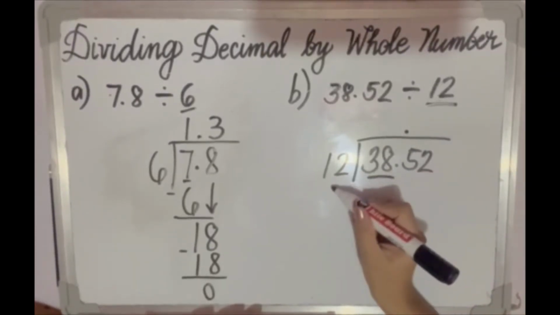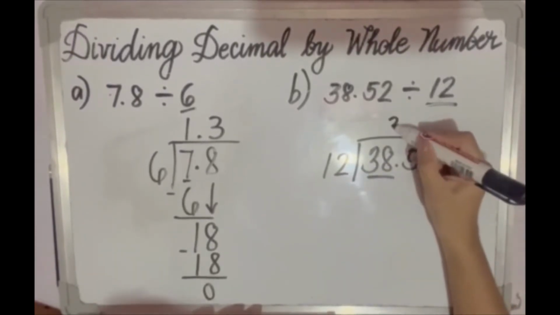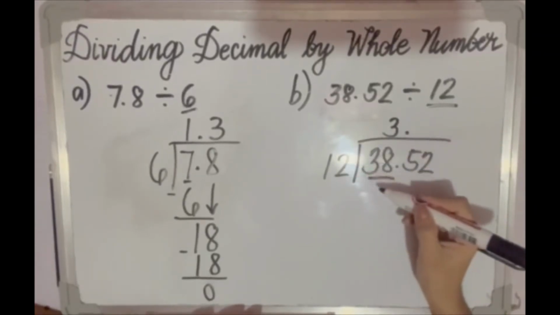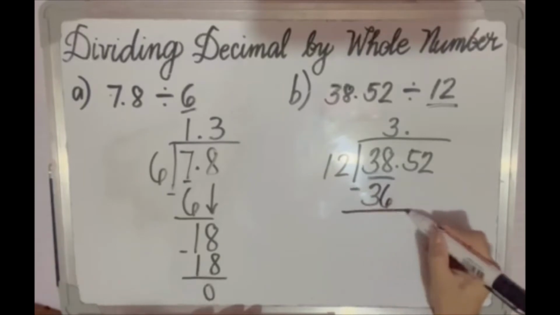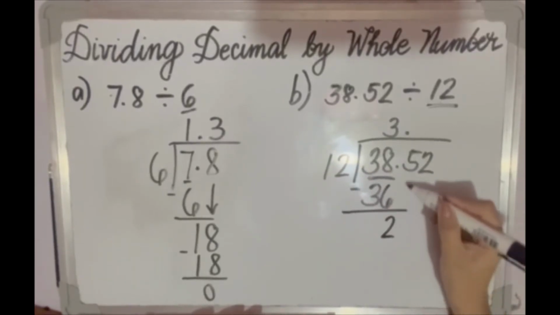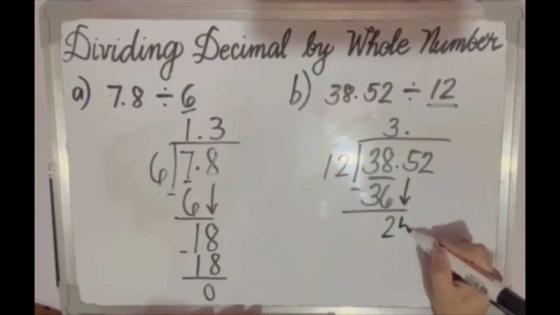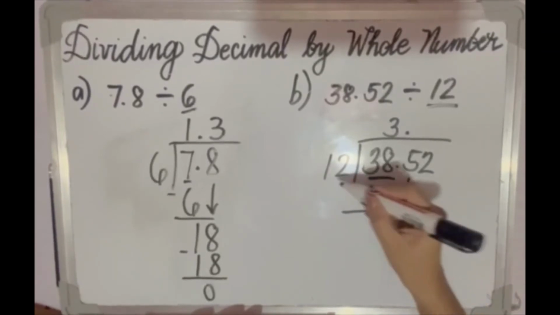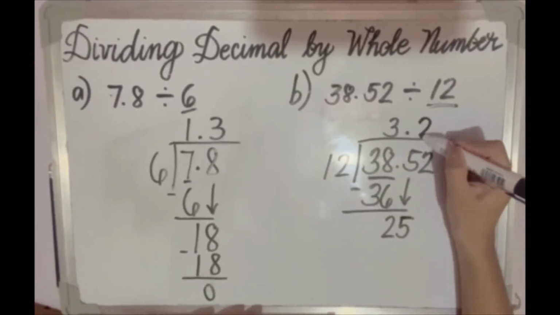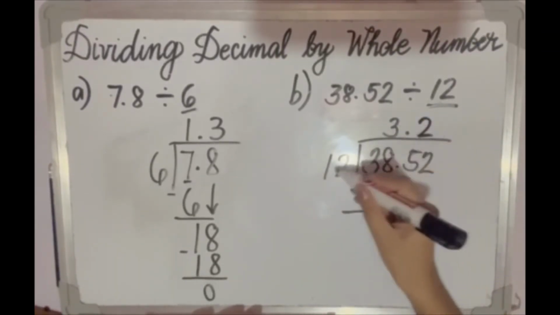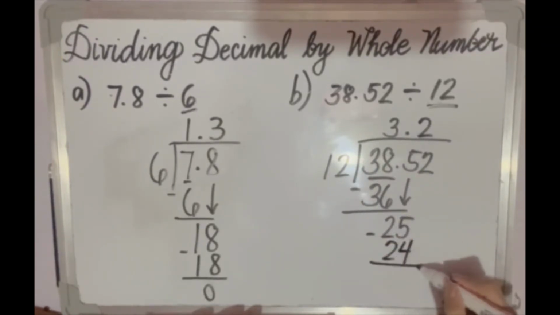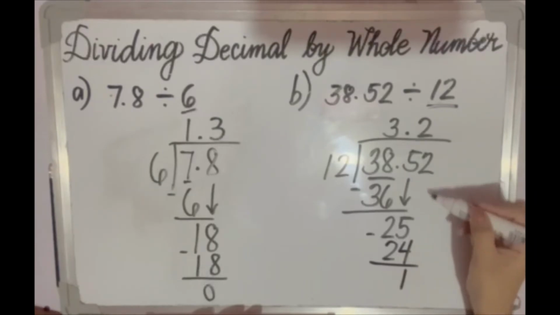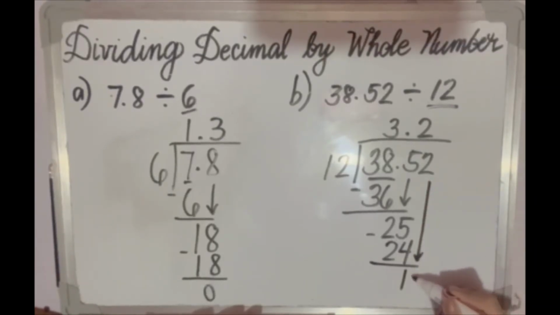38 divided by 12, we have 3. 3 times 12, we got 36. Subtract, 2. Bring down 5. 25. 25 divided by 12, we have 2. 2 times 12 is 24. Subtract, we got 1. Bring down 2.